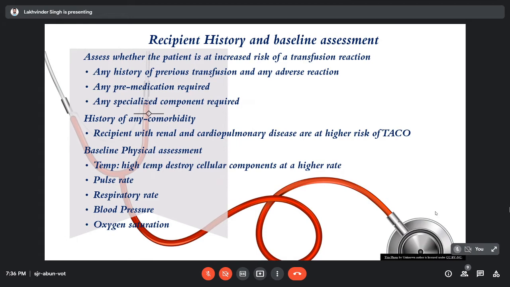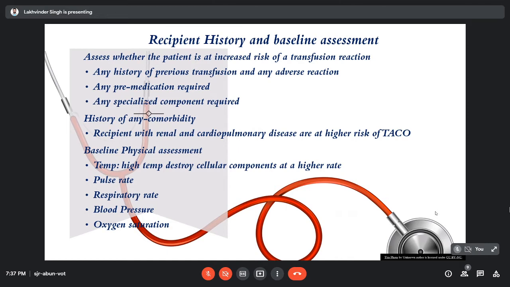First thing, assess whether the patient is at increased risk of a transfusion reaction, like patients with thalassemia, sickle cell, or other multi-transfused patients, or those patients who have a history of previous transfusion and any adverse reaction. Because once you have a history of allergic reaction, the chances of severe reaction increase in subsequent transfusions. So if the patient has a history of some allergic reaction, you have to decide whether any pre-medication would be required in allergic reaction. Can you give an antihistamine before the transfusion? So all these things you have to decide.